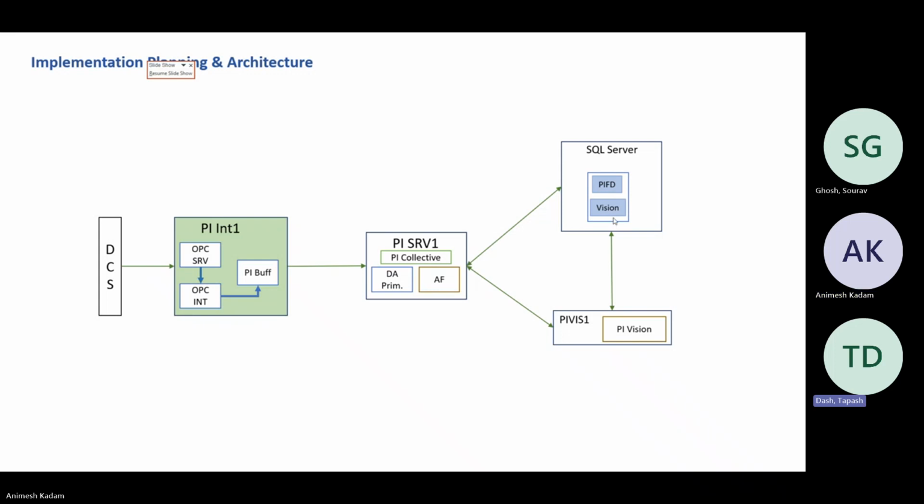That is inside the asset framework? No, in the SQL server. The SQL server will be holding two databases. One is PIFD, which is the AF database, and the second is PI Vision, which is the PI Vision database. Because PI Vision is a web server, anybody accessing this web server, any client, all the requests will go to the SQL server then.